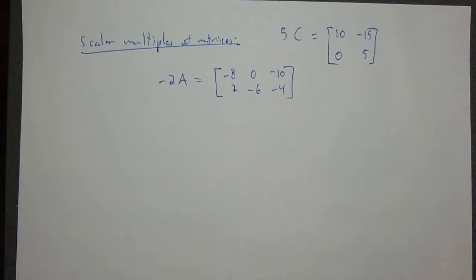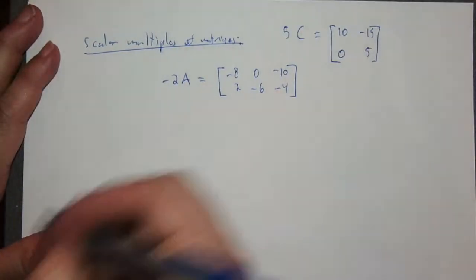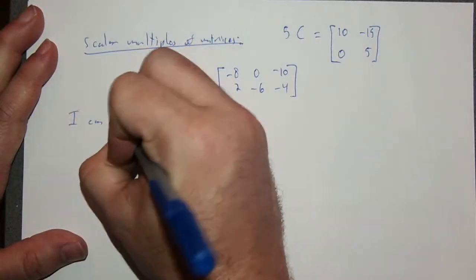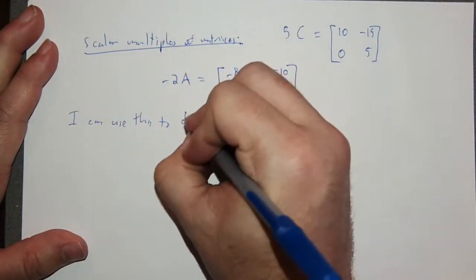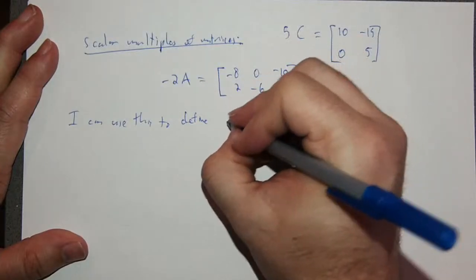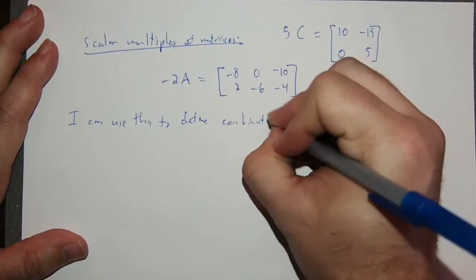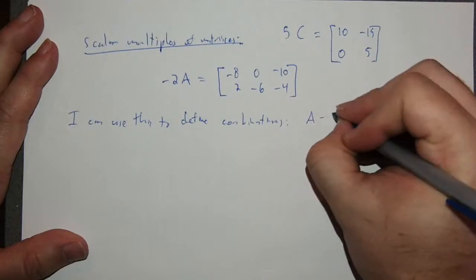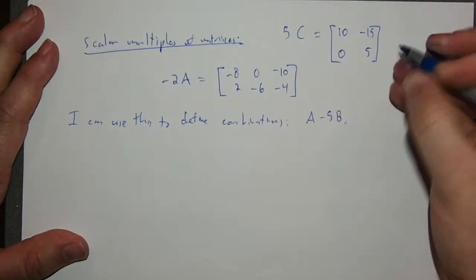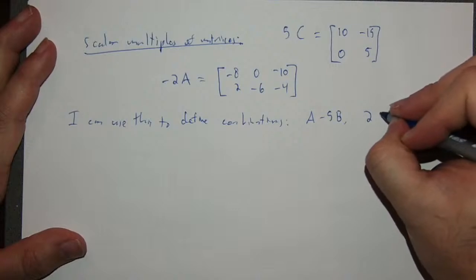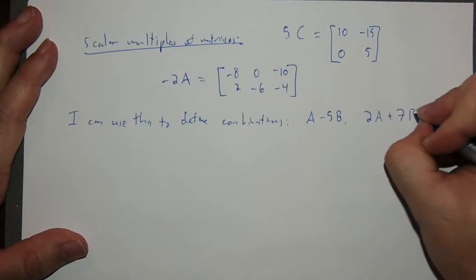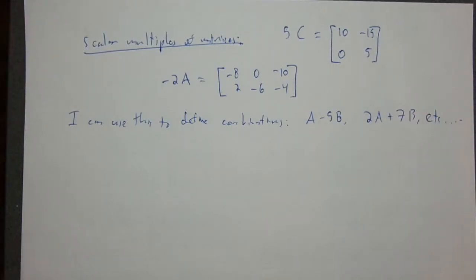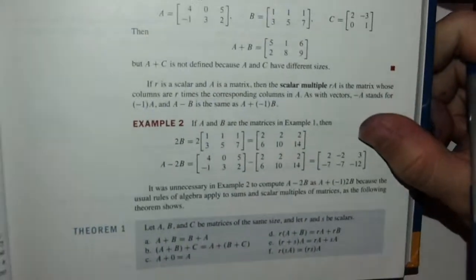Now, a couple of things here. I can use this to define combinations, like A minus 5B, 2A plus 7B, etc. Things like that. I'm not even going to write those out. There's a fact here, and I'm not even going to write all of the properties. I'm just going to show you.